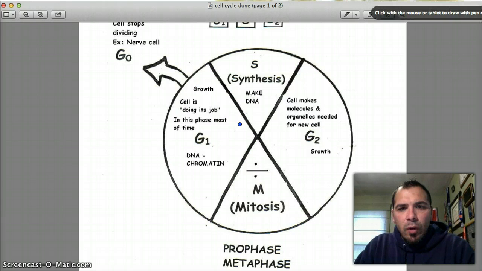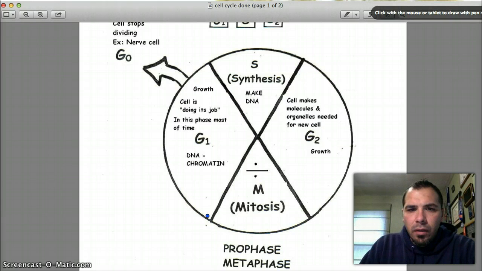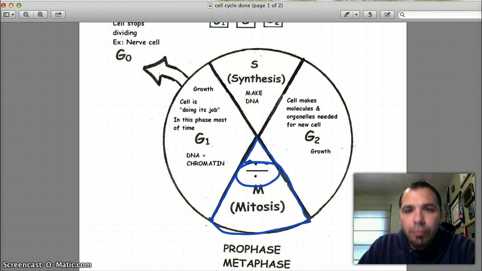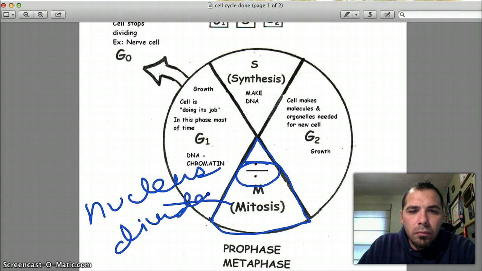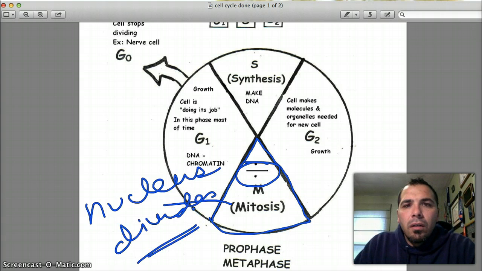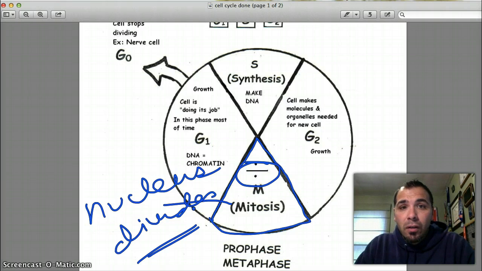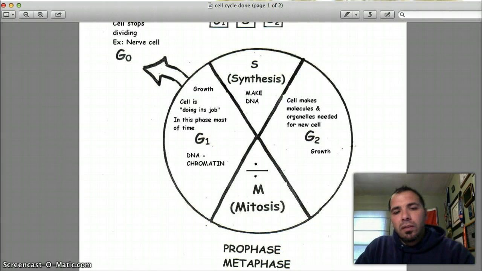The one that we're going to be spending most of our time on is right here, mitosis. And I have this division sign here because this is where the nucleus divides. Bacteria don't do mitosis. They don't have a nucleus. So mitosis is actually division of the nucleus. And so if you say bacteria do mitosis, we're going to have a problem. But as you can see, the cells spend the least amount of time in mitosis.